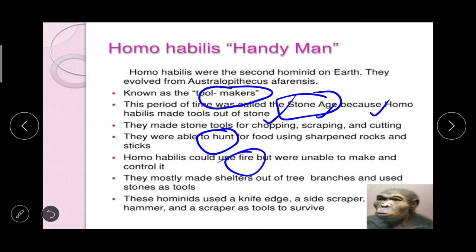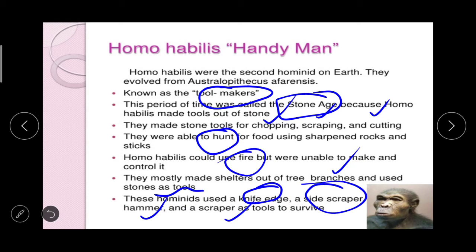They mostly made shelters out of tree branches and used stones as tools. These hominids used knife edge, a side scraper, hammer and a scraper as tools to survive or to protect themselves. We can infer from this that Homo habilis was a forager, which means in search widely for food or provisions.